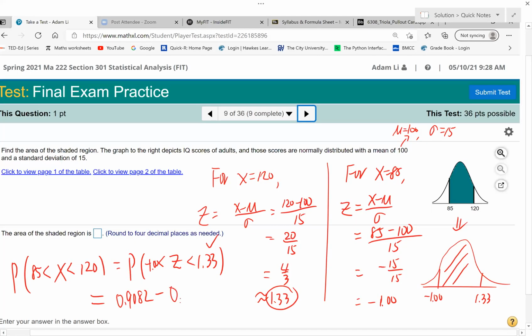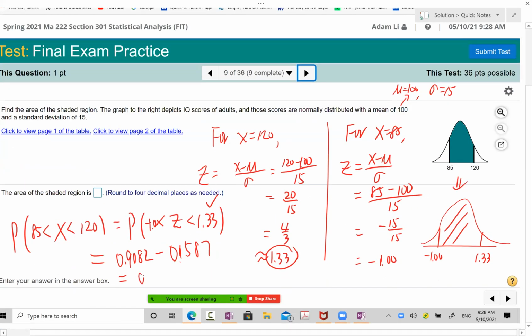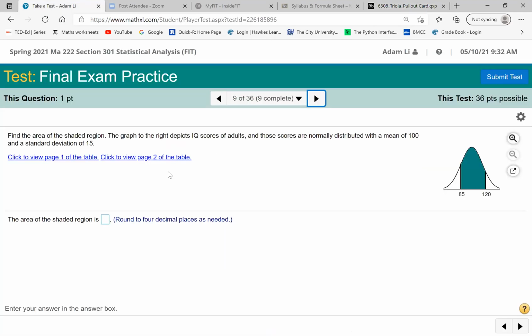And the difference is the answer. Okay. So 0.9082 minus 0.1587. And that turned out to be 0.7495. So the final answer is 0.7495. Okay. That's what you put into the answer option here, 0.7495.